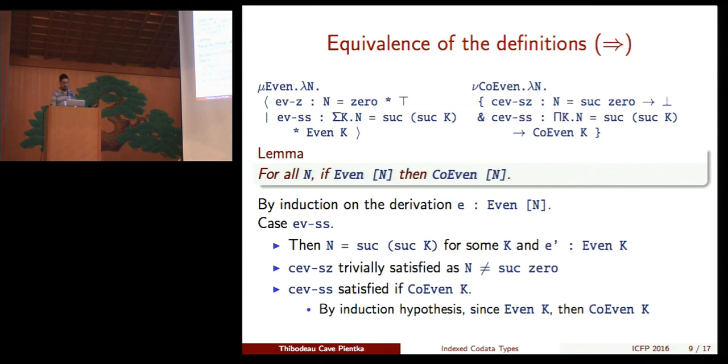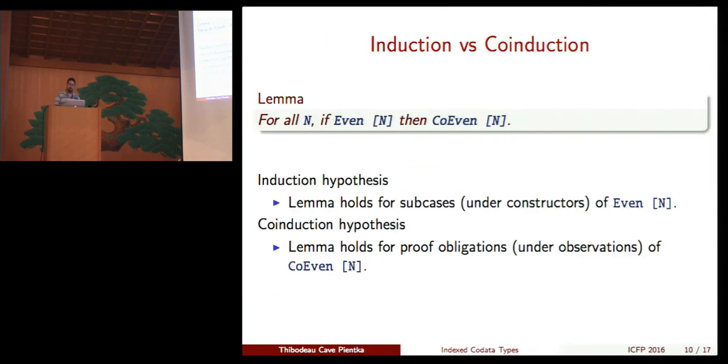But this proof, in fact, can also be done co-inductively. But the question is, how do we do a proof by co-induction? The proofs are essentially the same. The thing that differs is how we can use the hypothesis. We're provided with a hypothesis. The hypothesis in both cases is simply the statement of the lemma: for all n, even of n implies co-even of n. But the difference is in how we can use it.